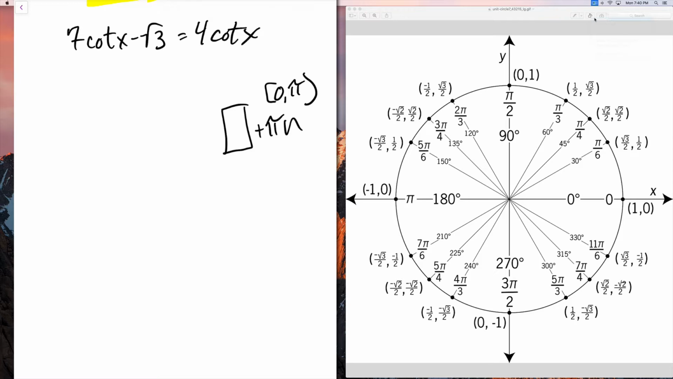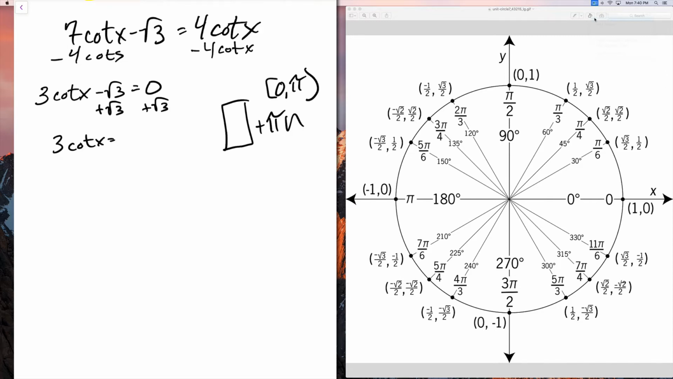All right, so where could we start? Let's get rid of this. 7 cotangent x minus 4 cotangent x will leave me with 3 cotangent x minus square root of 3 equals 0. So then I want to add the square root of 3, leaving me with 3 cotangent x equals square root of 3, divided by 3, and then there's my answer. My answer is cotangent x equals square root of 3 over 3.